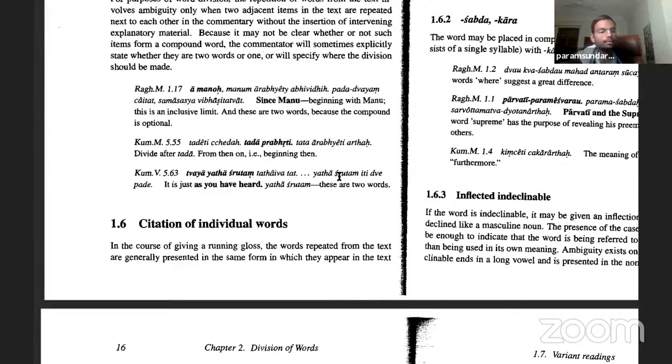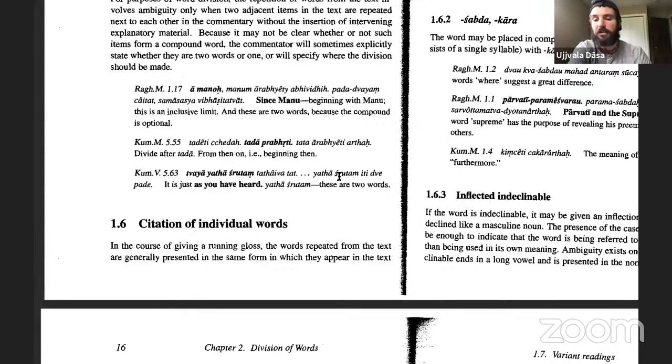Just like we have the samasa yathashakti or yathamati. Yes, according to my intelligence. But that is samasa, right? Yes. And this one is not a samasa. Yeah. Or it could also be, we'd have to see what the commentator says.